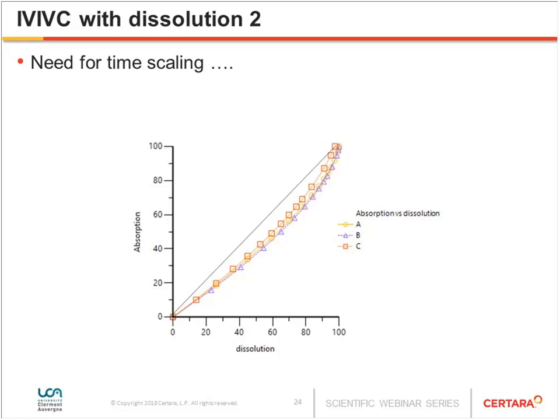That means that at the end of my dissolution curve, I am almost at a plateau of quantity dissolved, but I continue to absorb. If I have this type of problem, I need a time scaling. That means I need to implement a relation between the in vivo and in vitro, which is going to be based on the time scaling. That means how the time in vitro is going to correspond to the time in vivo for the same quantity dissolved and absorbed.